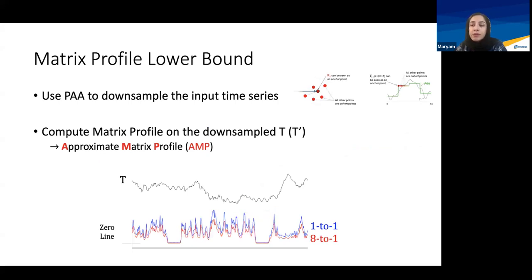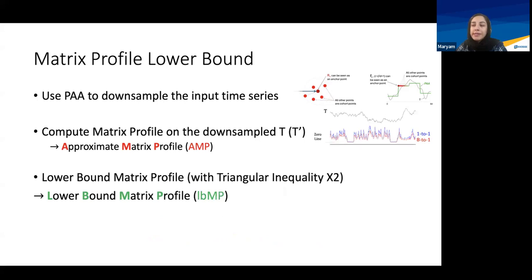The downsampled time series T prime has a stepwise shape, as you see in this figure. The corners of the downsampled steps serve as anchor points. Neighboring points within each step form cohorts. AMP is MP applied to T prime, which is a lower bound only to the anchor points. Using triangular inequality twice, we compute a lower bound for all data points in T, called lower bound MP.